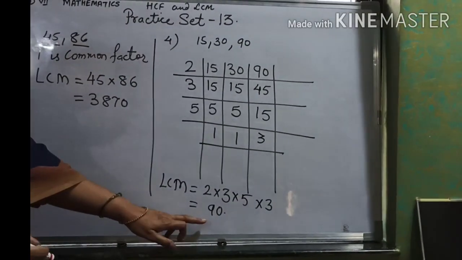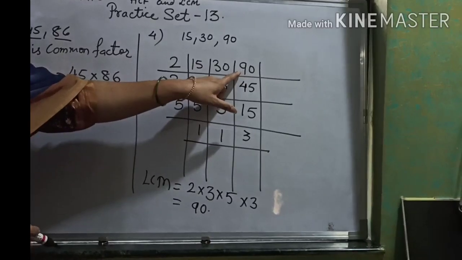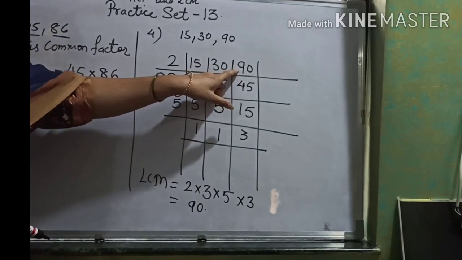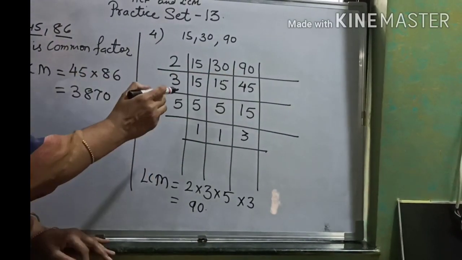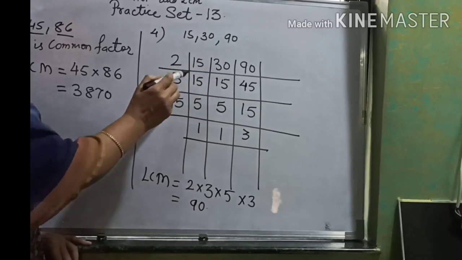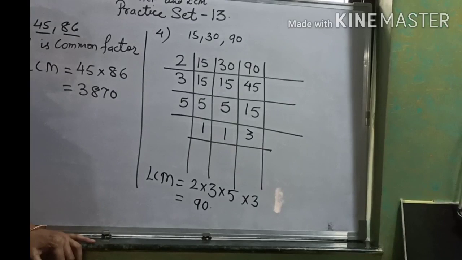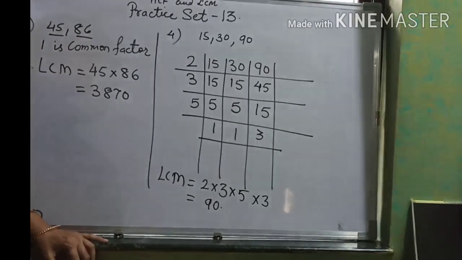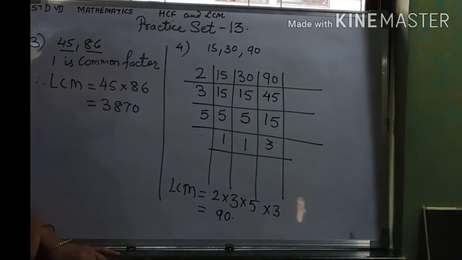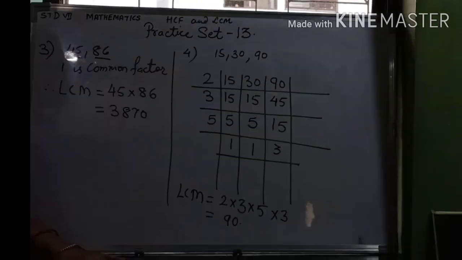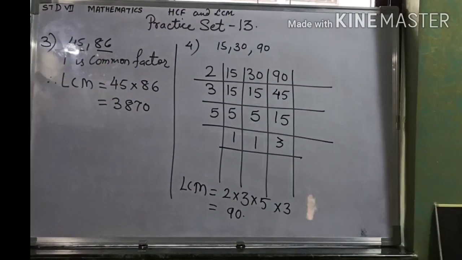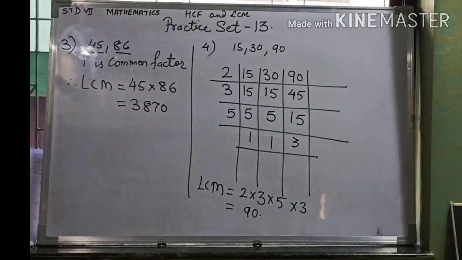Now if you observe, 90 is the largest number, which is divisible by both 15 and 30. In such a case, the largest number is the LCM. So this is the additional information that you have learned: if the greatest number is divisible by the other two numbers, then that is the LCM of those numbers.